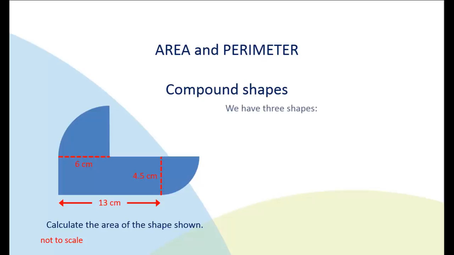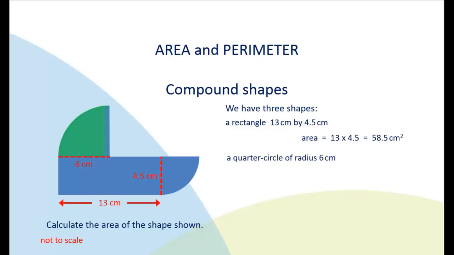There's a funny looking one, and this time we've got 3 shapes. So we've got a rectangle there, and that's 13 by 4.5. And the area of that is 13 times 4.5. Then we've got a quarter circle of radius 6 centimeters. That's the radius, from the edge to the center. So for a quarter circle, the area is a quarter times pi r squared. And if you work that out, you get 28.3.